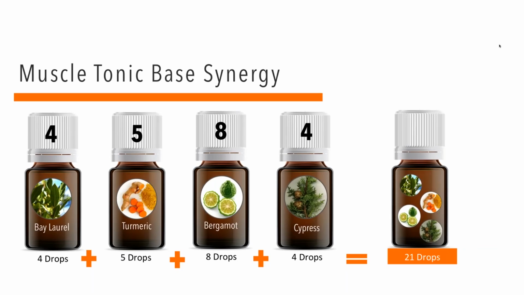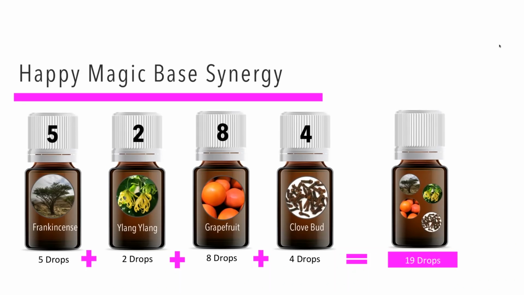All right, when we do the work for Muscle Tonic, what we find is that our base formulation is composed of 4 drops of bay laurel, 5 drops of turmeric, 8 of bergamot, and 4 of cypress. Now, we know bay laurel is a 4 on the intensity score. Turmeric is a 5, bergamot's an 8, cypress is a 4. We have completely mirrored those in terms of the drops that we're adding to this base formulation. So I think you're probably getting this at this point. I'm probably beating you over the head with it, I'm sorry, but I just want to make sure that I'm clear. All right, I'm assuming that I'm clear, and we're moving on to Happy Magic.